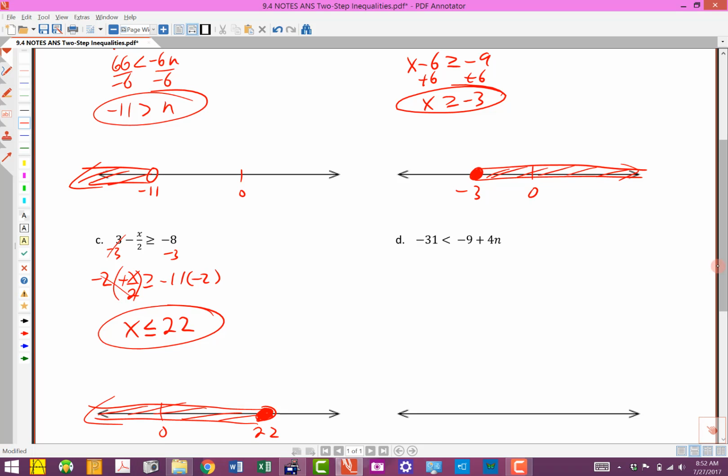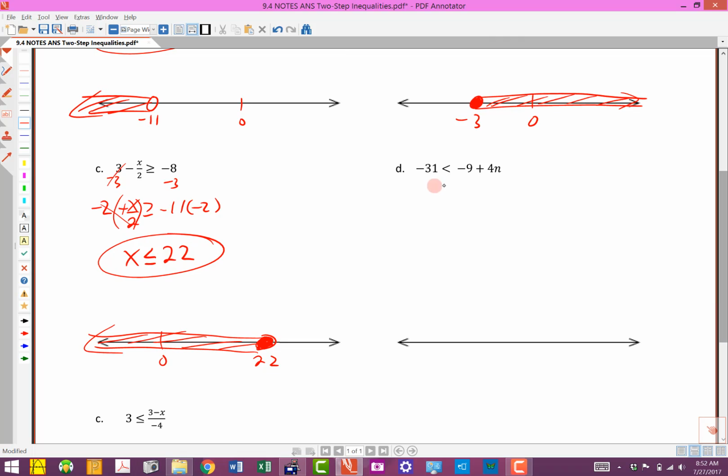All right, let's take a look at this guy here. We're going to add 9. Let's see, that's going to be negative 22. We added, so that doesn't change the direction. We've got 4n. We're going to divide by 4. We're dividing by a positive 4, so that doesn't change the direction. So you've got an n over here, and let's reduce this. 2 goes in here 11 times, and 2 goes in there twice. So there's our answer there, negative 11 halves.